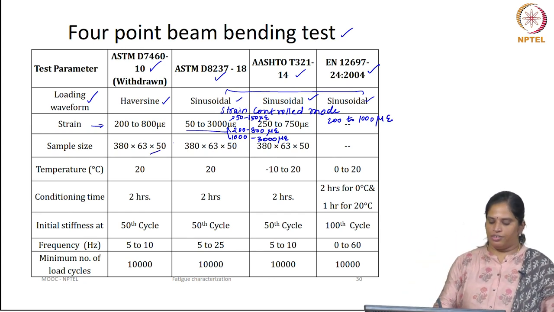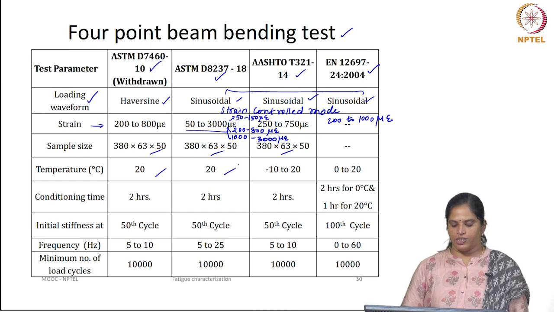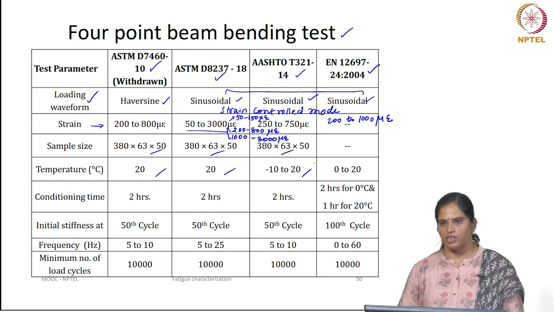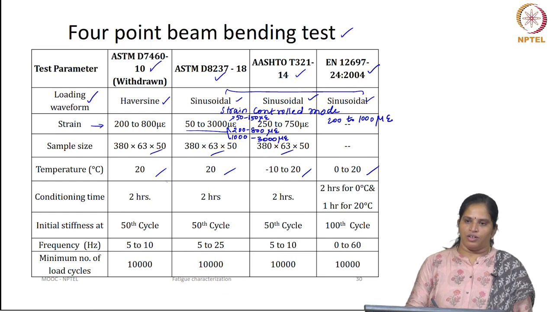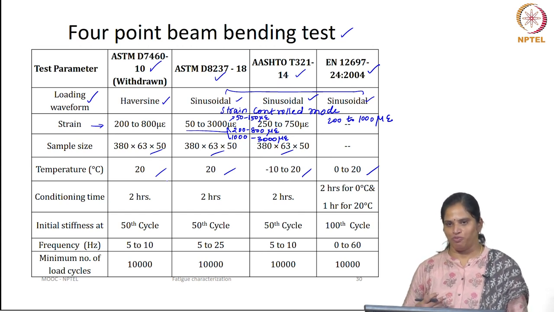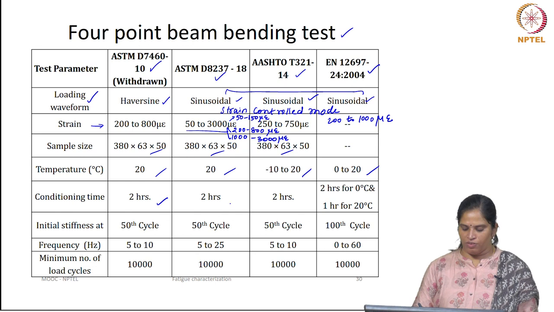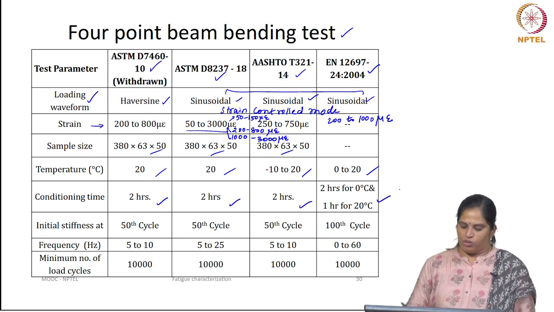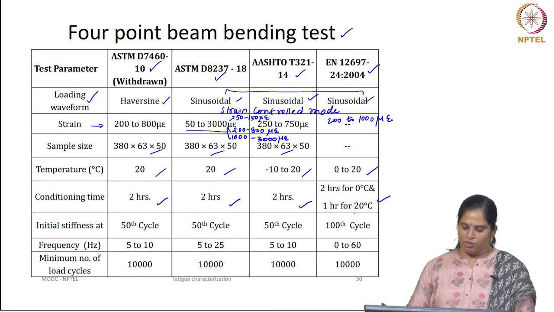So, sample size is same as mentioned before, temperature 20 degrees Celsius as per ASTM, AASHTO any temperature from minus 10 to 20 degrees Celsius, EN standard says from 0 to 20 degrees Celsius. This temperature has to be attained over a period of time. So if you want to test the bituminous mixture at any specific temperature, you have to give time so that the material reaches thermal equilibrium. The time specified here, we call it the conditioning time, is nearly 2 hours.